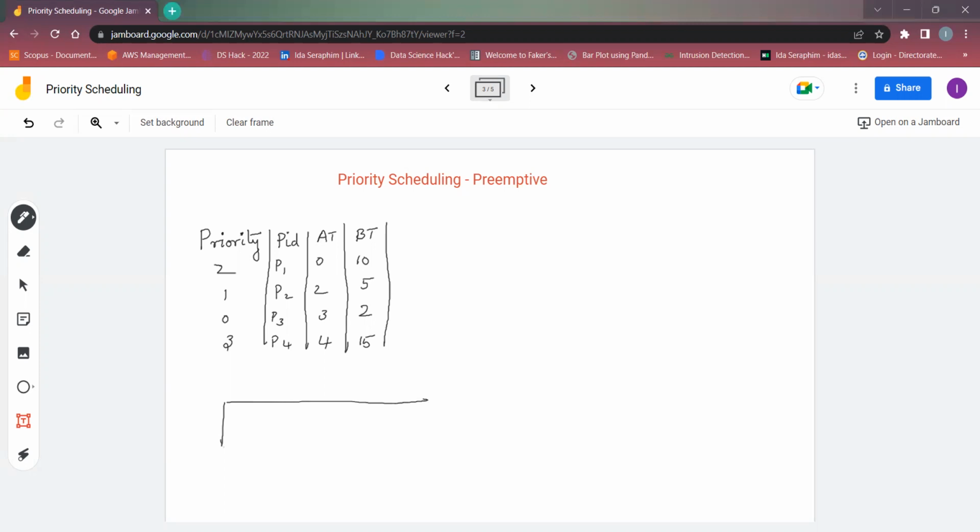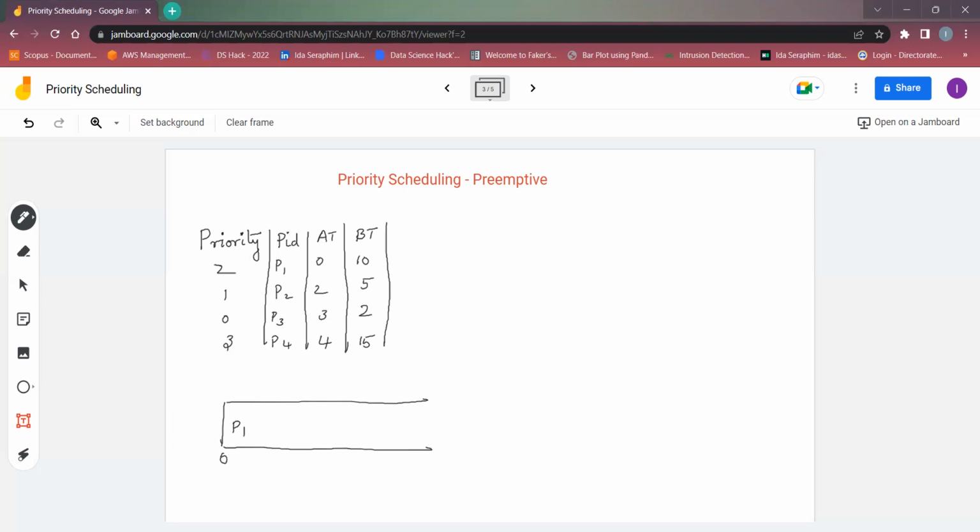In this example, at the 0th millisecond, the first process to come in is P1. Even though it has the priority value 2, at the 0th millisecond the process that is coming in is P1. No other process is waiting in the queue. That's why there is no comparison of priority right now. So P1 comes in at the 0th millisecond and it is executing.